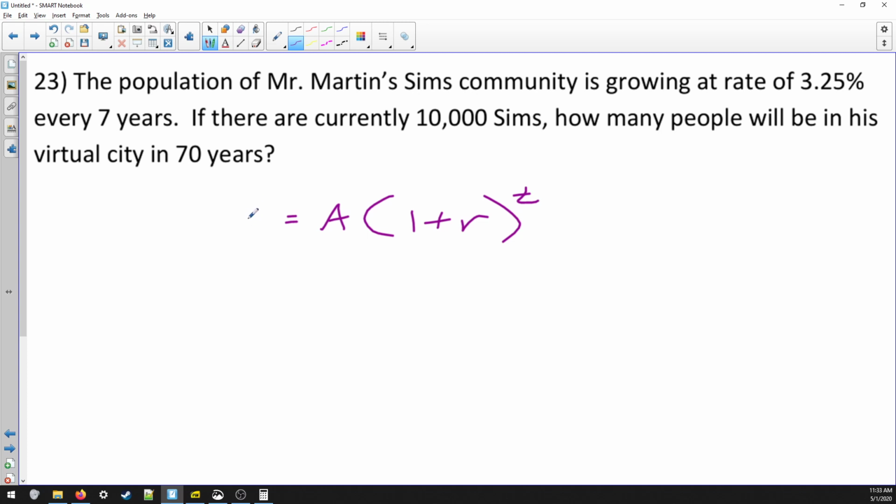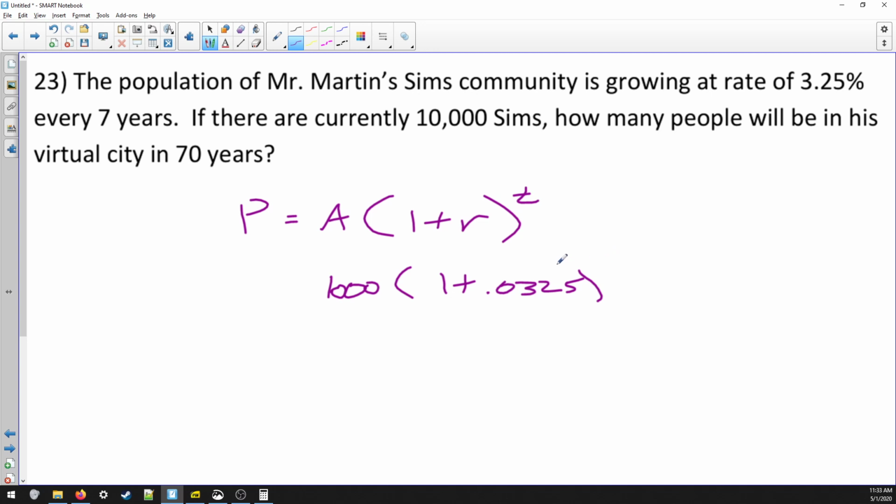Let's call it population, so I'll call it P. This is going to be my standard formula. This is not compounding. It's just like regular problems. So I'm going to plug this information in. Here's what I know. I started off at 10,000, and I'm going to do 1 plus my rate as a decimal, 0.0325, to the T.